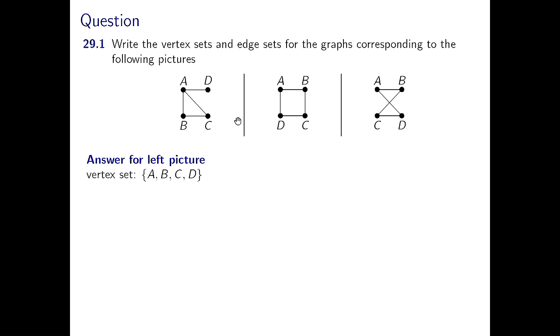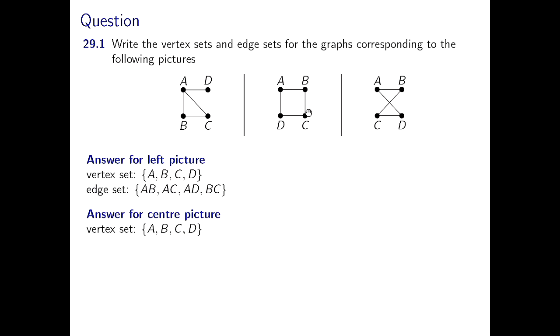So the vertex set here is going to be the set containing A, B, C, D, and the edge set is going to be the set containing AB, AC, AD, and BC, where you could have written this as CB if you preferred, right? Doesn't matter because edges don't have a direction. Make sense? Okay, so for the center picture, vertex set is the same. Edges are AB, BC, CD, DA, or AD, whichever you prefer. There they are there.